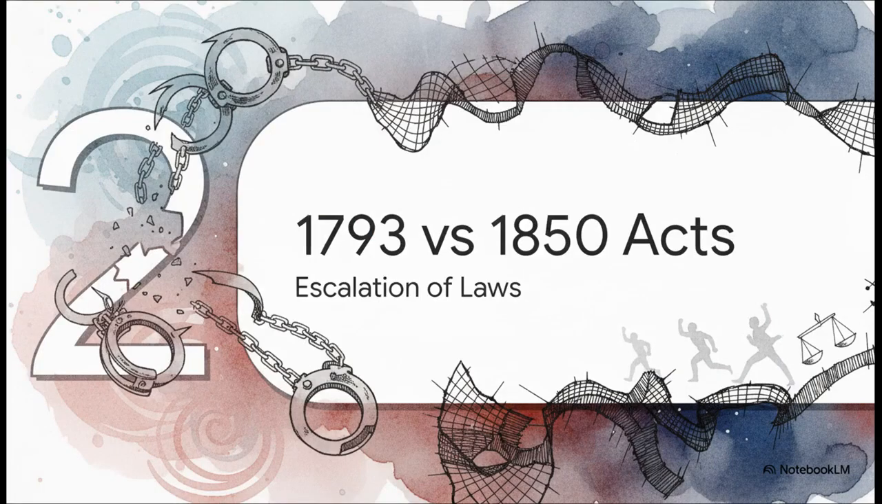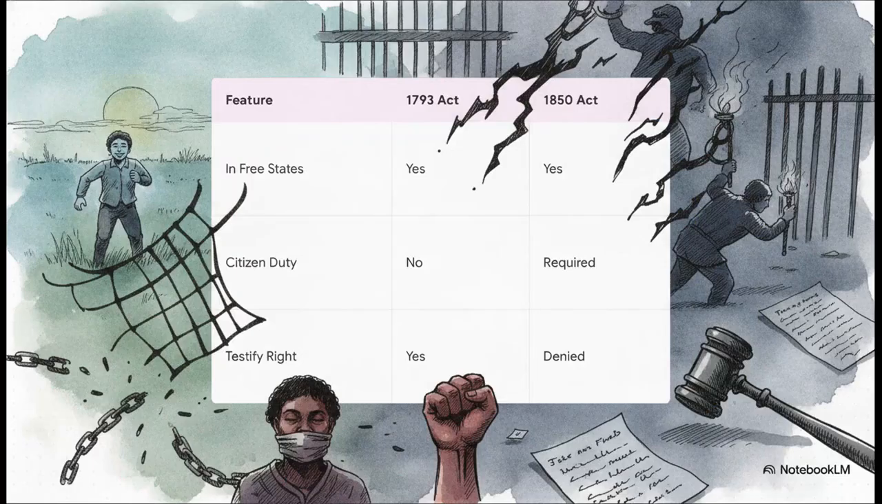Moving right along to Section 2, comparing 1793 and 1850. The escalation between these two laws is staggering, honestly. The original 1793 Act was already highly controversial because it let slaveholders cross into free states to capture alleged runaways. That alone totally upended the idea of state-level control over laws.